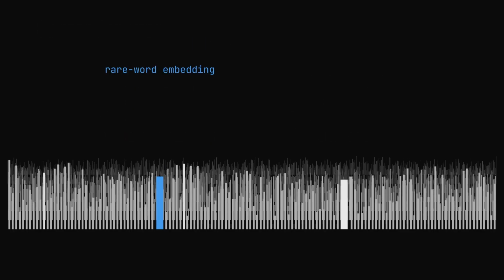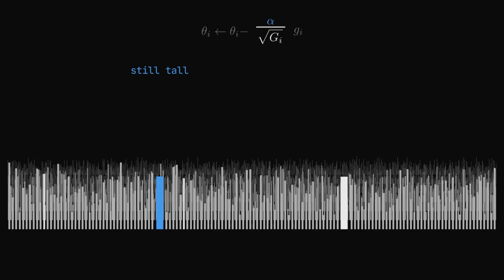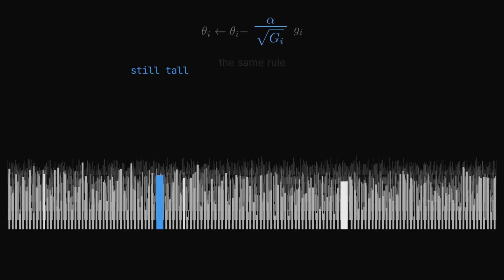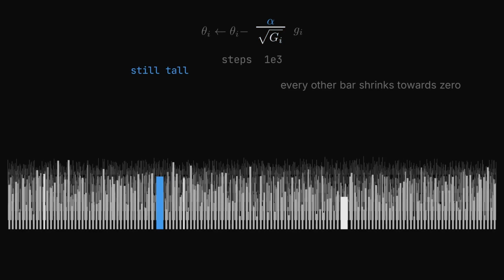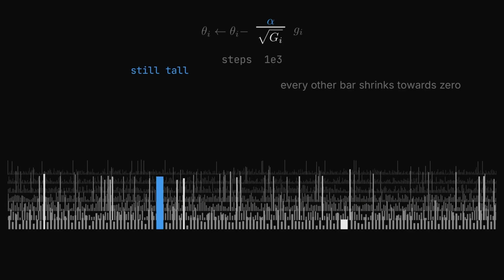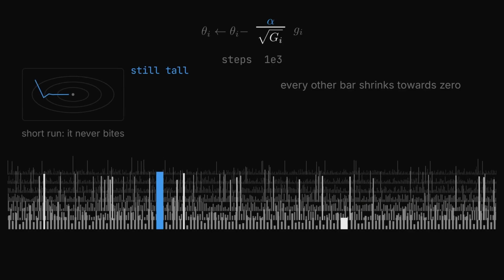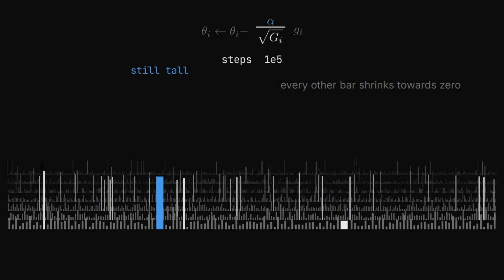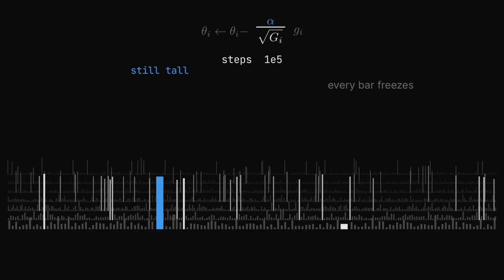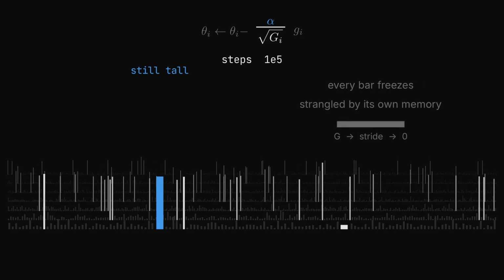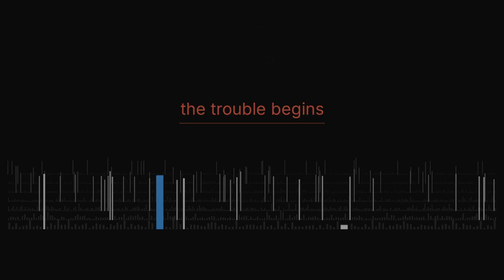Watch that forest again. The exact rule that keeps the rare word bar tall is the same rule quietly shrinking every other bar towards 0. On the toy ravine that never bites. But let AdaGrad run long on a deep network and every bar eventually freezes. It strangles itself with its own memory. The trouble begins.